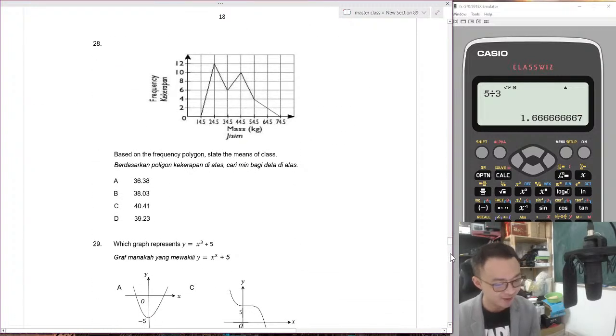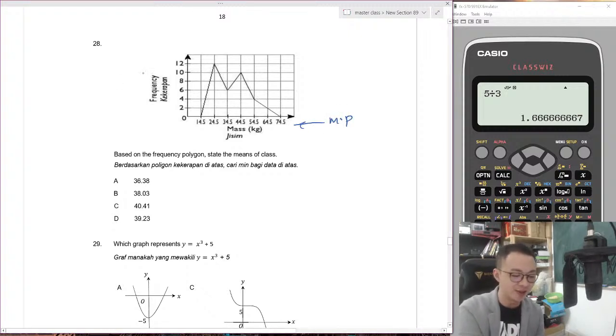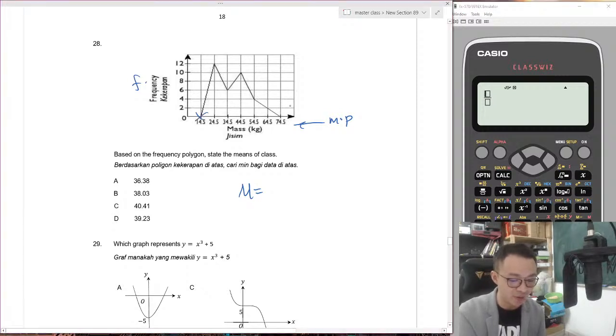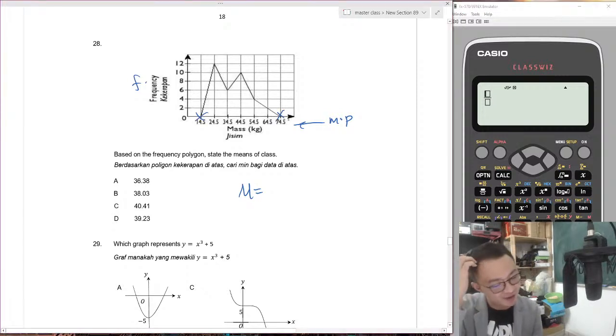Question 28 here. Okay, they ask about the mean. Frequency polygon, right? This one will be the midpoint, and then this one will be the frequency. Then we can straight away find the mean from here. So what I want to do here is I will do the fractions. This one times 0, we can ignore, because 0 doesn't mean anything to us here.